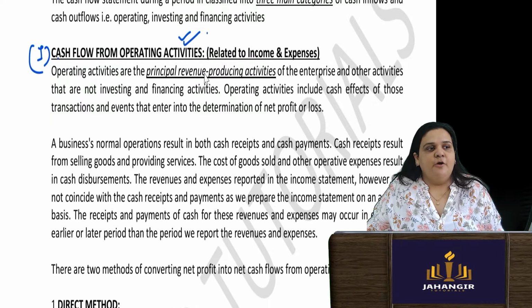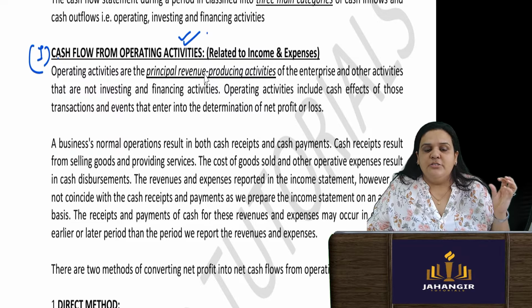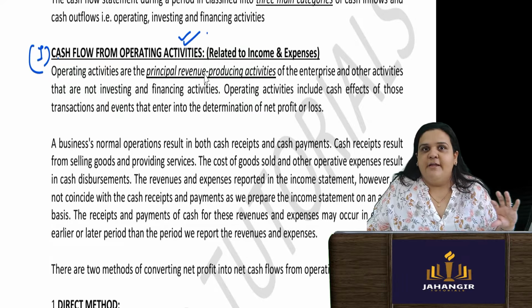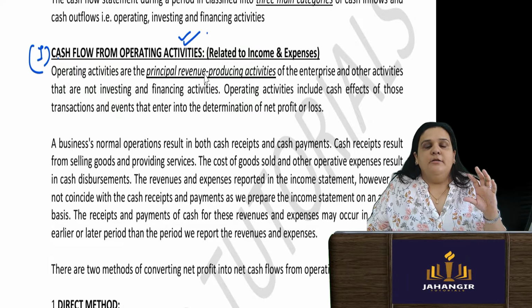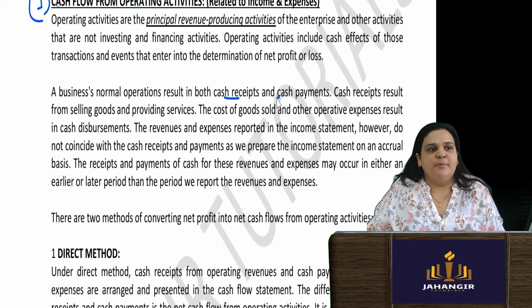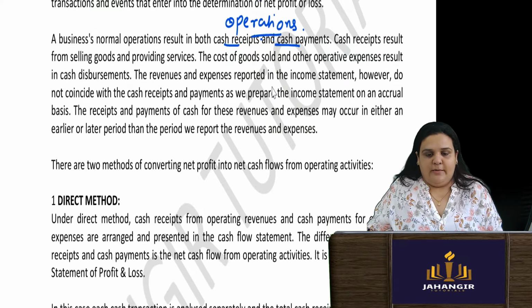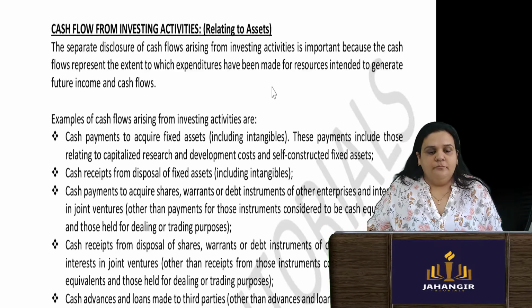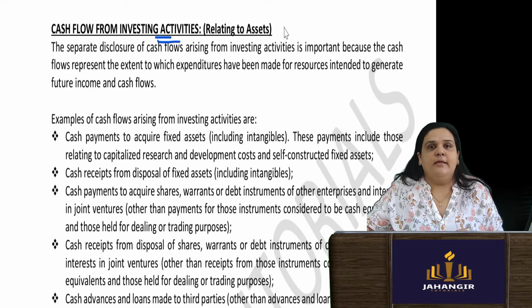So operating activities are those activities of the enterprise which are not related to any investment and finance, etc. Operating activities will determine how much cash receipts and cash payments you are able to manage based on the operations of the company. This is one of the activities. The second activity is investing related activity.